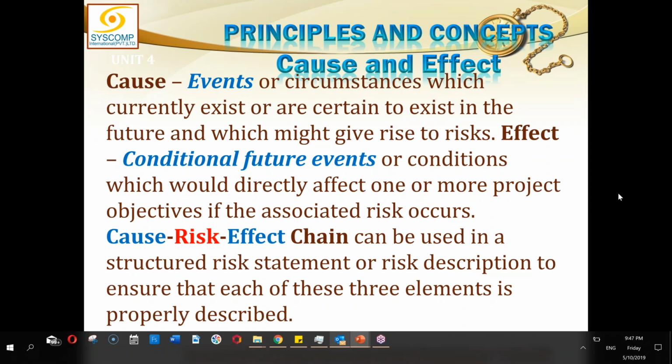You understand where I am leading you? Yes, exactly. So I think the point you're making is that every risk description should be in the cause, risk, effect chain. That would make it more clear, and everyone can understand it. It can only be explained in that manner. You see, that is what I was trying to tell you earlier.